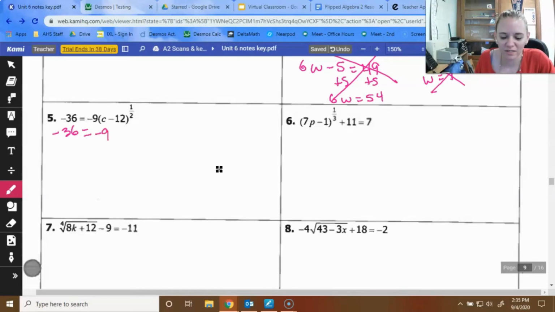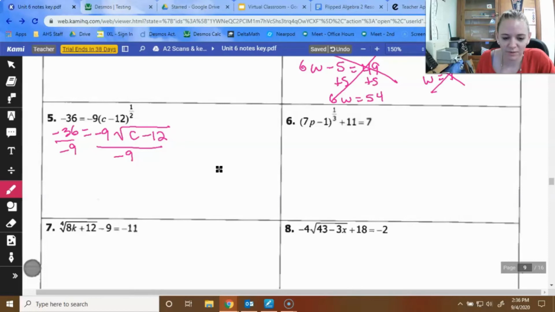If you recognize that this is going to be a square root, you can just move the 9 and then square both sides, and then that'll cancel out. But for visual, let's go ahead and say that's the 1/2 power. That converts to a regular square root of c minus 12. And I want to isolate the radical, so I want to divide by negative 9.